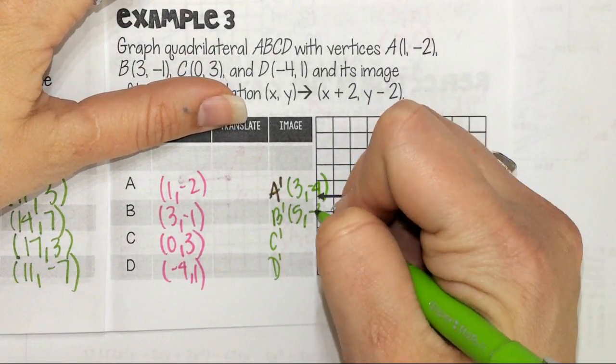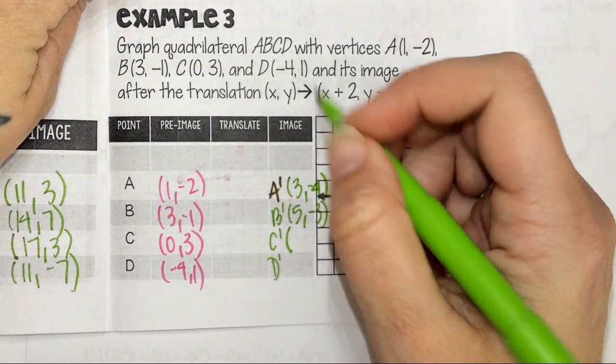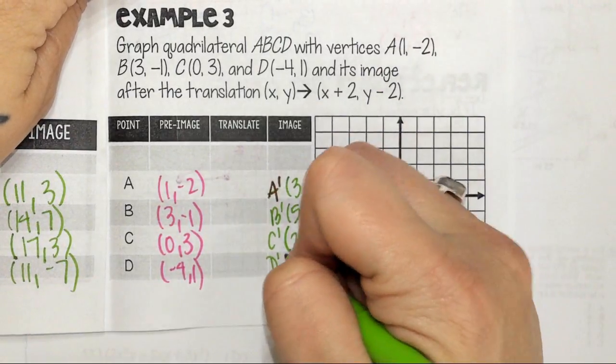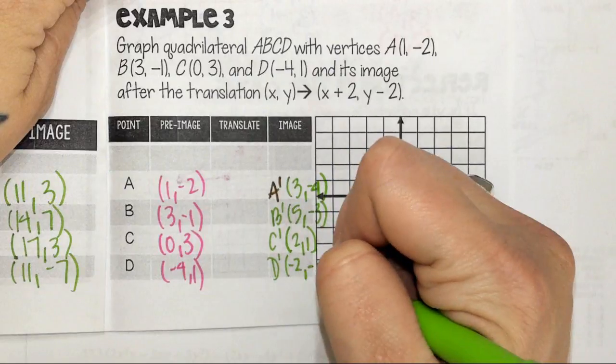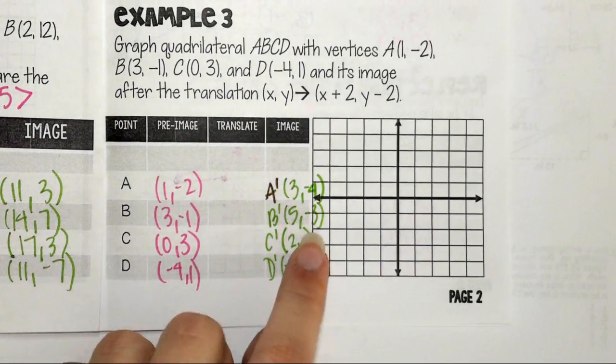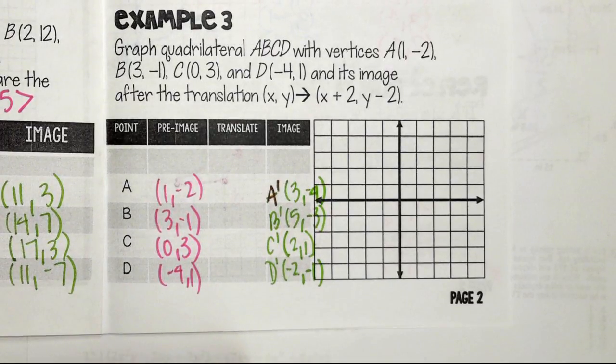Did y'all get 5, negative 3 for B prime? Yes. Alright, for C prime you got 2, 1. And D prime you got negative 2, negative 1. How did you get negative 3? Because it's negative 1 minus 2. Oh, I did negative 2. I'm sorry.